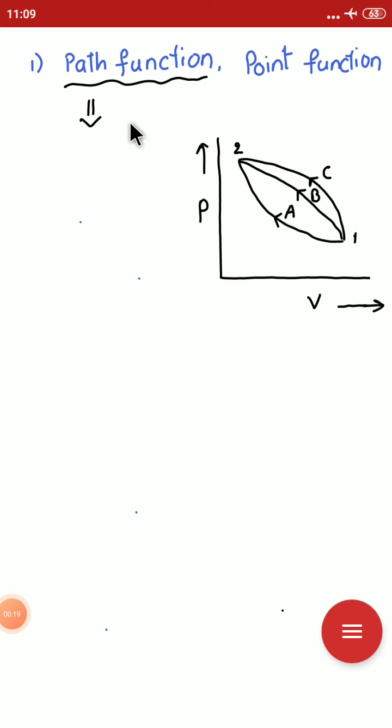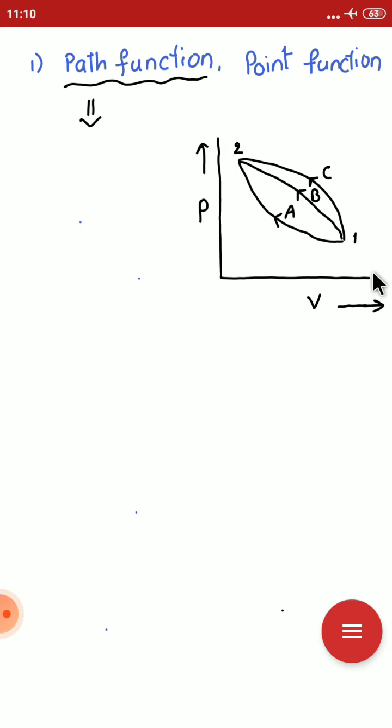Path function is a function whose values only depend upon the path followed by the thermodynamic process, irrespective of the initial and final state of the process. An example of a path function is work done in a thermodynamic process. The work done only depends upon the path followed by the process. The path function is an inexact or imperfect differential.